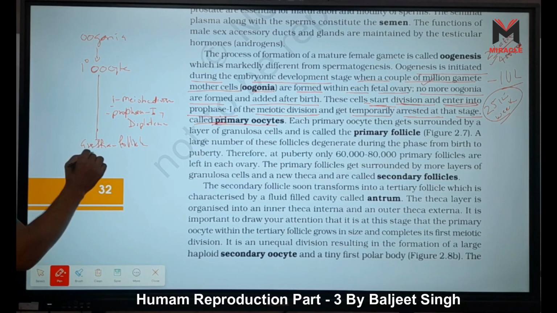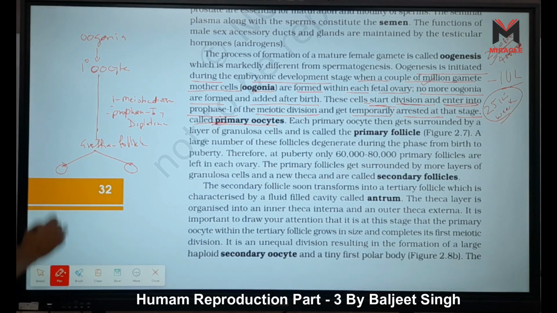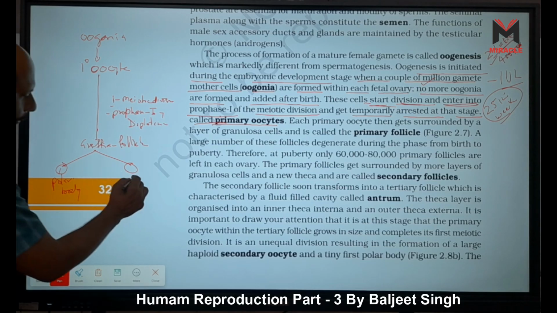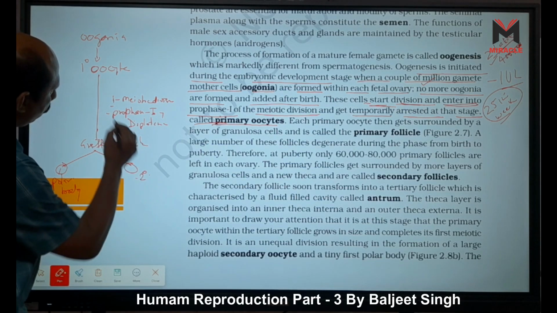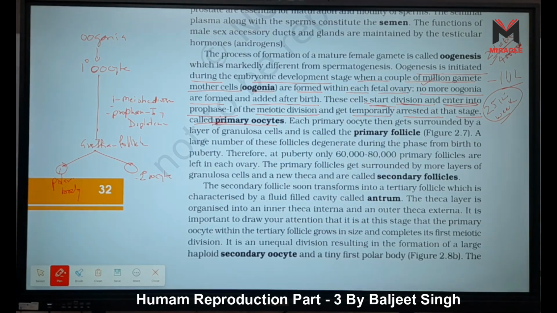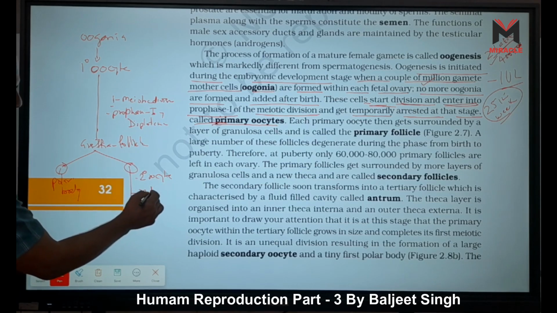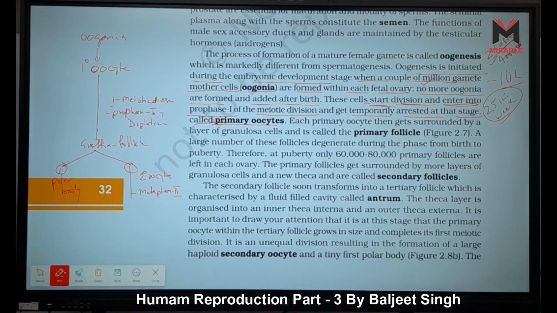This first division is completed and forms two cells, right? One is the polar body. This is an unequal division, right? One forms the polar body, and the other forms what is called the secondary oocyte, right? Now this secondary oocyte is once more arrested, in metaphase second.